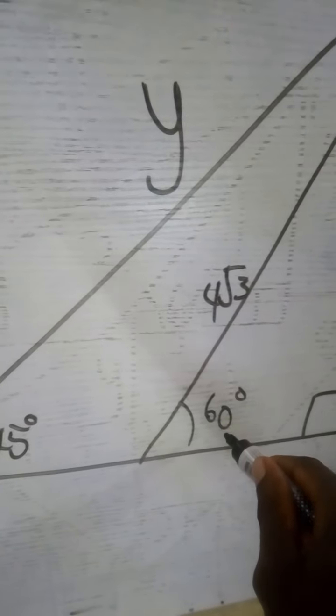So considering the smaller triangle to find x, x is opposite to 60. So I'm going to need opposite, and this line that has been given is the hypotenuse. Opposite and hypotenuse is sine 60 degrees equal to opposite over hypotenuse, which is 4 root 3. So we cross multiply. 1 times x is x. So I have x equal to 4 root 3 times sine 60.